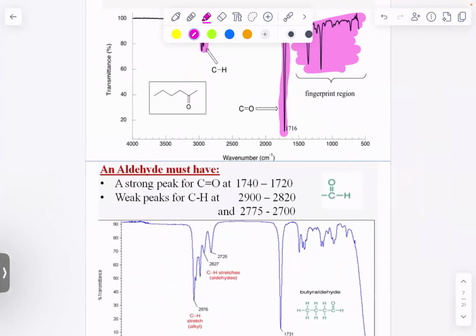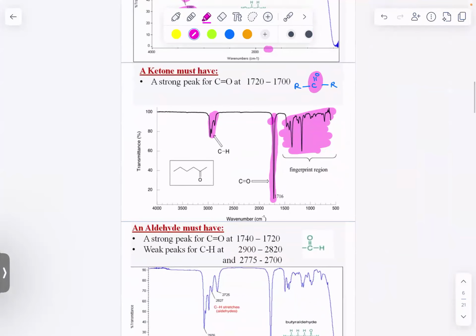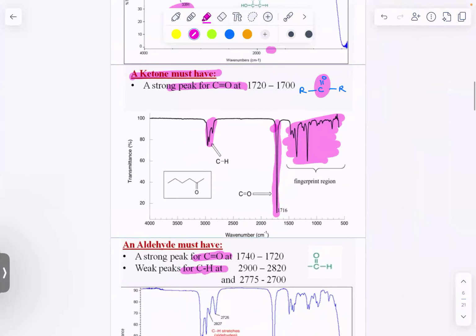And now the aldehyde. Have a look here. I do want to keep both the slides on the screen. A ketone must have a strong peak at C double bond O, and an aldehyde must have a strong peak for C double bond O and a weak peak for CH. But why is this so? Why have they mentioned CH in this case but not in that case? Can you think about it? If you make the formula of aldehyde, what would be more in it? CH, yes, which is not there in ketone, yeah?